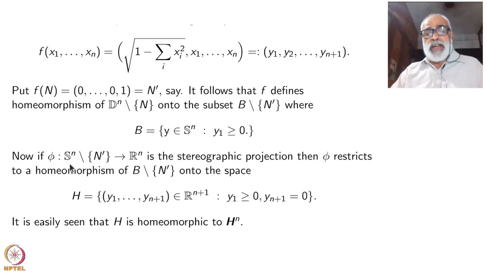Stereographic projection is defined from S^n minus N, the north pole, to the entire R^n. So that is a homeomorphism. We have studied this one carefully.